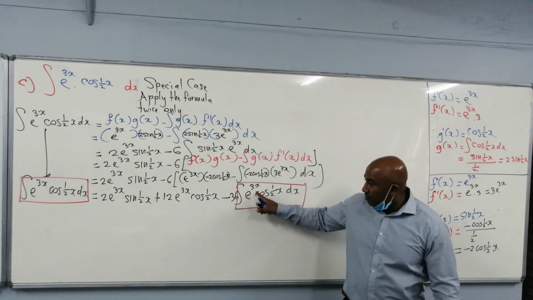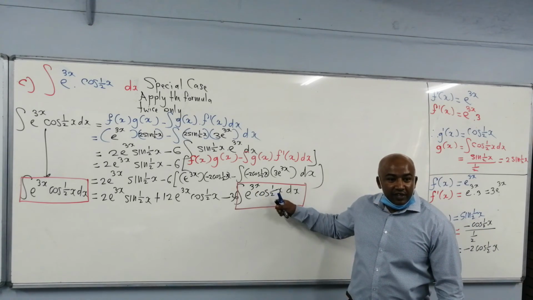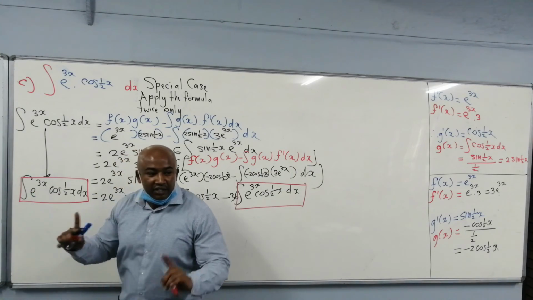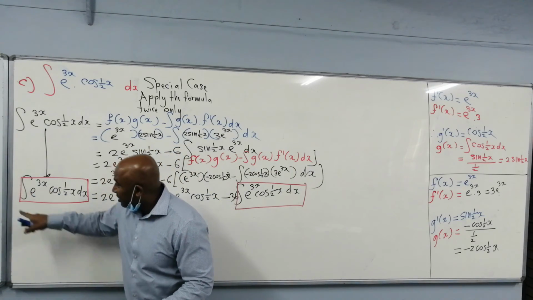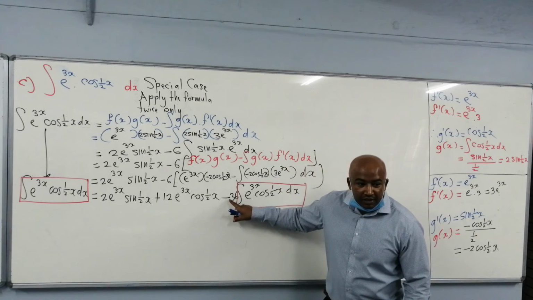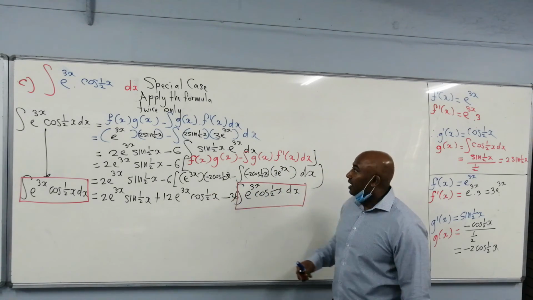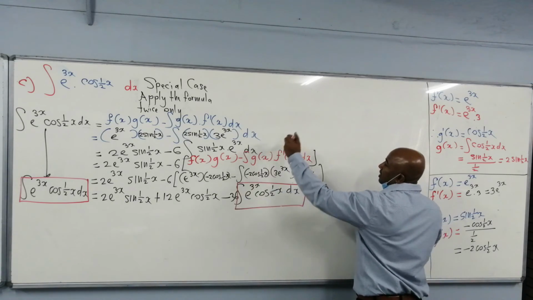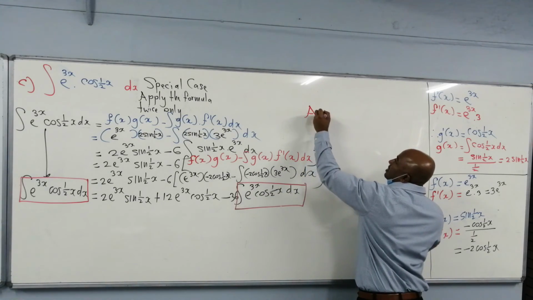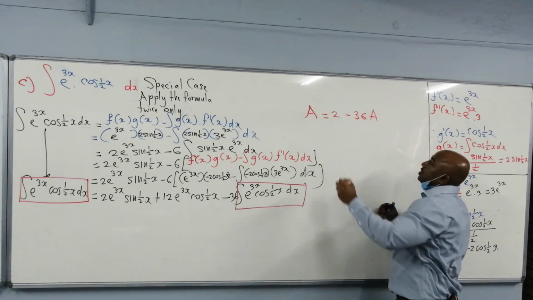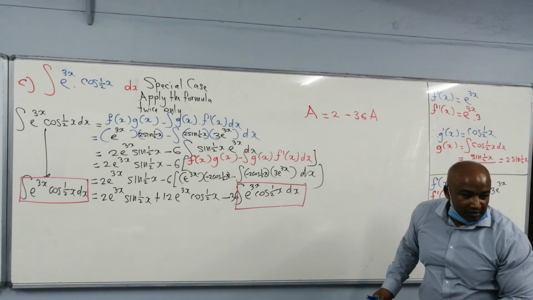The integral of e to the power 3x cos of half x dx is the same thing. Can you see that? The only difference is here you got a positive 1 and here you have a minus 36. So these are called like terms now. Like terms, so it's like I have a is equal to 2 minus 36a. What do you do when you have like terms?